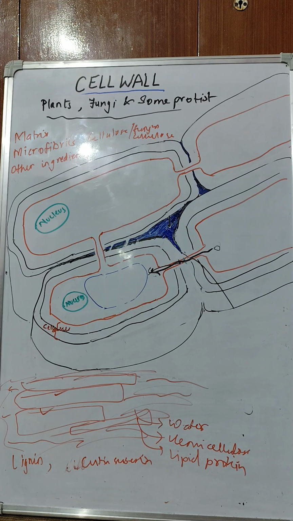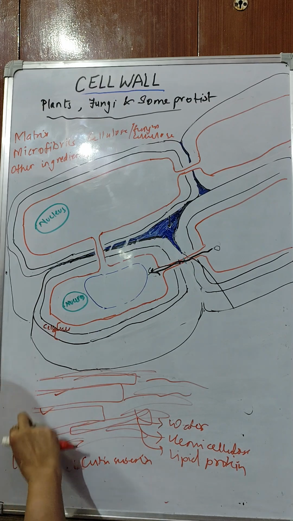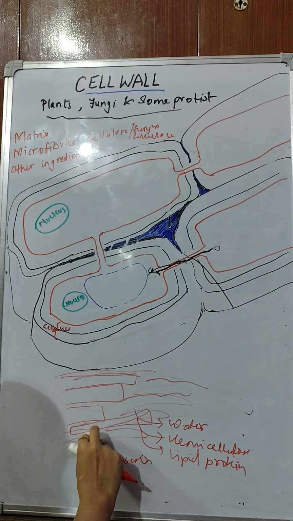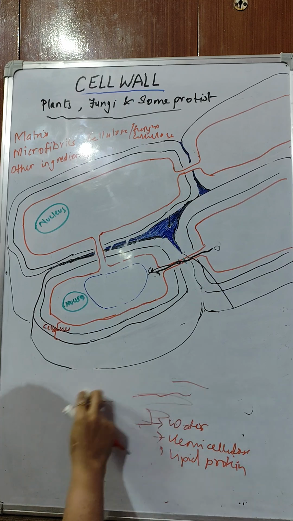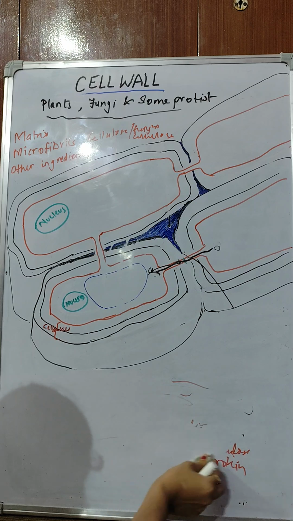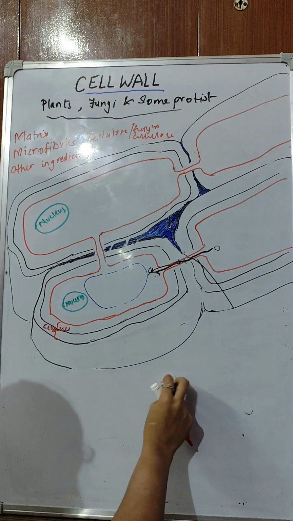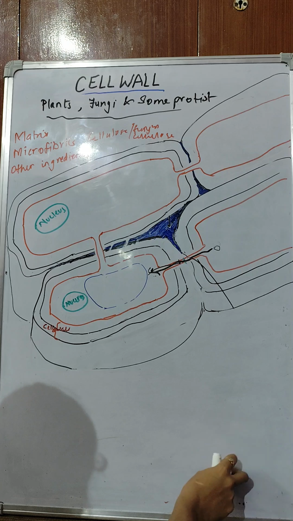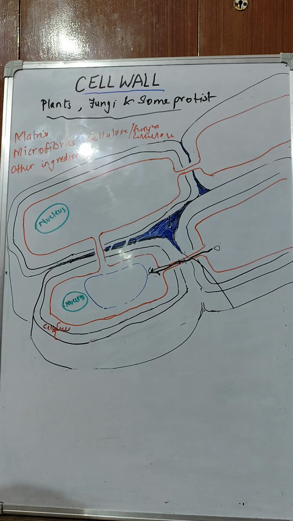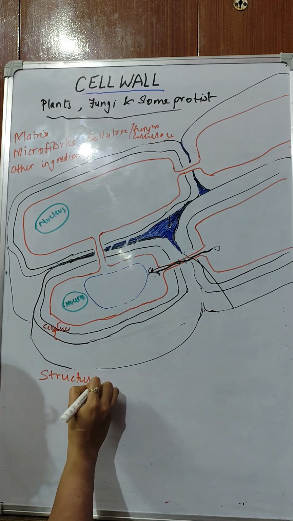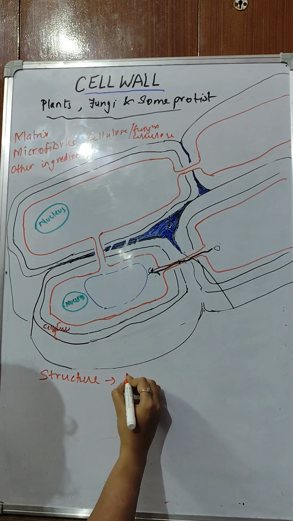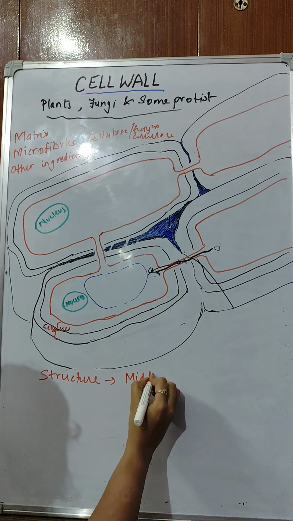Now let's see what the structure of the cell wall is. We understood the material that makes the cell wall. Now we will understand the structure. So in structure we are going to study the matrix. In structure we are also going to study about the middle lamella.